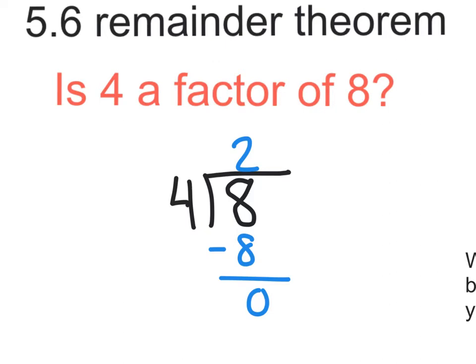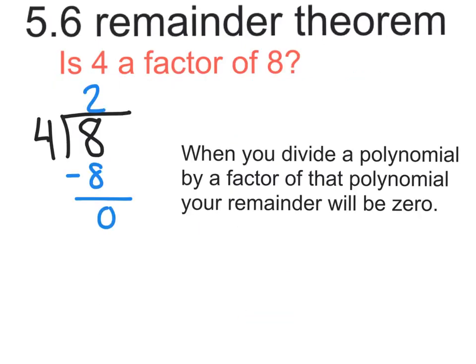So what we're seeing here is actually the theorem, the truth that I want you to understand. And the truth is, when you take something and divide by its factor, you're not going to have a remainder. And especially for this section, since we're not just talking about taking something and dividing by its factor, we're talking specifically about polynomials in this section. So everybody should jot this down in their notebooks. When you divide a polynomial by a factor of that polynomial, your remainder will be 0.